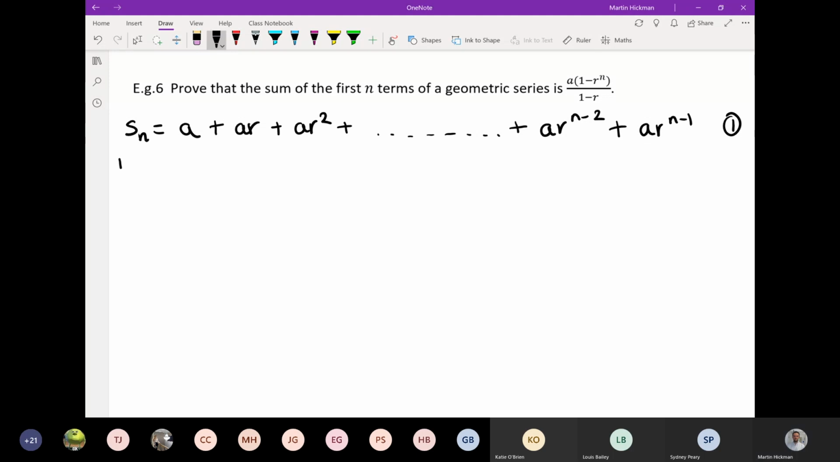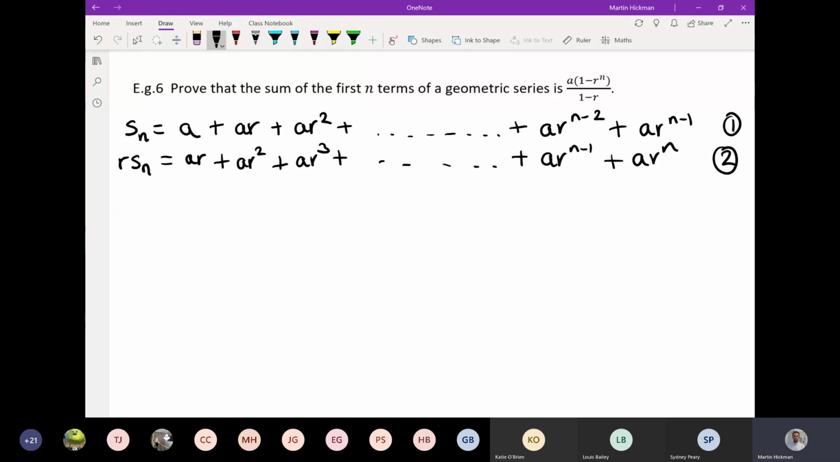Equation 2 is going to be almost the same, and hopefully you'll see why I've done this in a second. But I'm just going to multiply every term by r. So I have ar as my first term, because I'm just doing my first term, which is a times r. ar squared will be my second term, because normally my second term is ar, but times it by r. And then we have ar cubed, and so on, all the way to the penultimate term of ar^(n-1) plus ar^n.